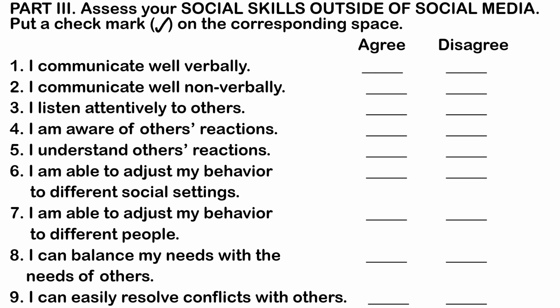Let's see what are these social skills. These are based on the blueprint. 1. I communicate well verbally. 2. I communicate well non-verbally. 3. I listen attentively to others. 4. I am aware of others' reactions. 5. I understand others' reactions. 6. I am able to adjust my behavior to different social settings. 7. I am able to adjust my behavior to different people. 8. I can balance my needs with the needs of others. And 9. I can easily resolve conflicts with others.